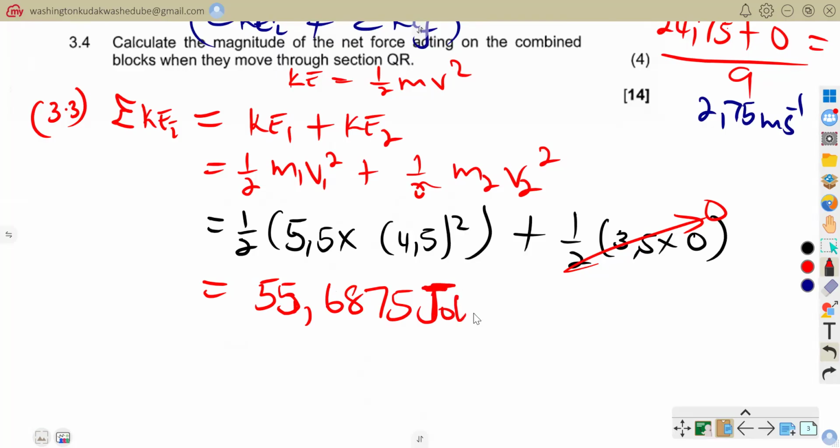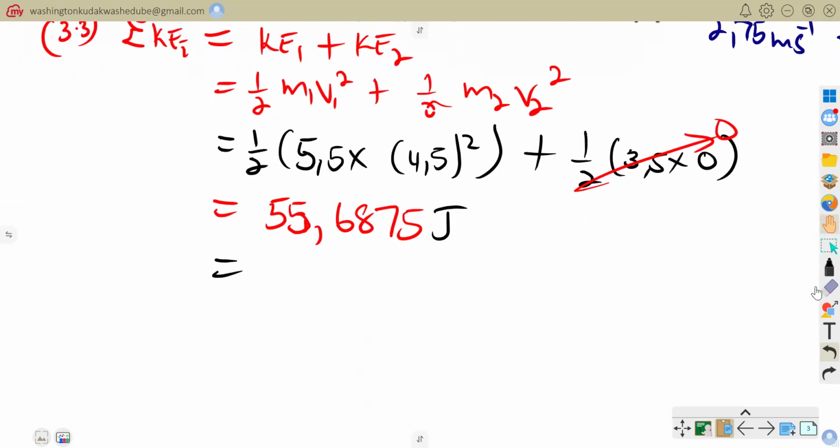So we know that our energy is calculated in joules. So I'll simply use J to represent our units. So this one would be in joules. This is the kinetic energy before. Now I want to look into kinetic energy after.